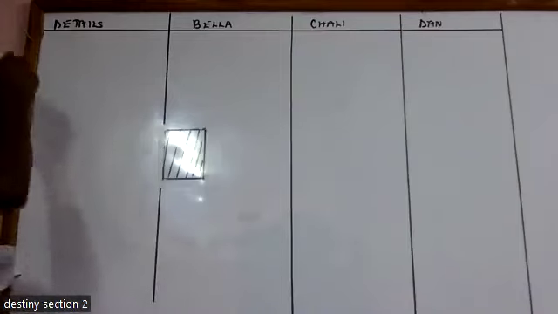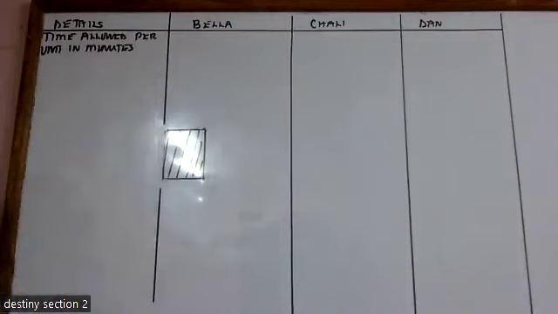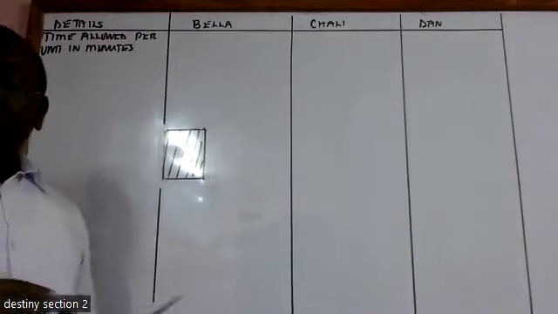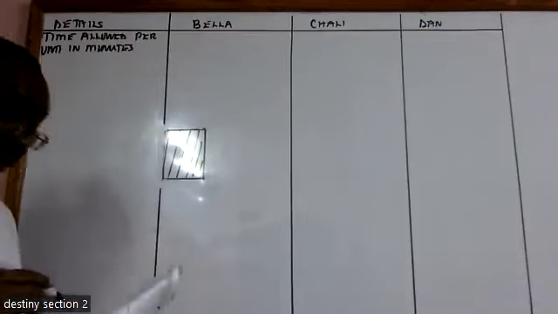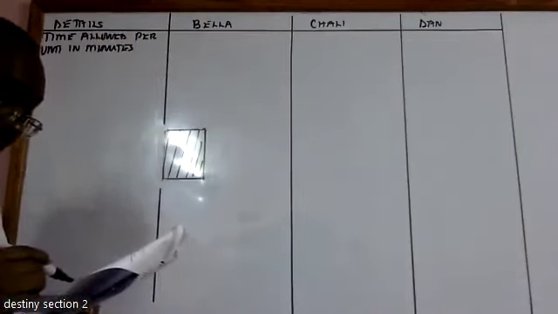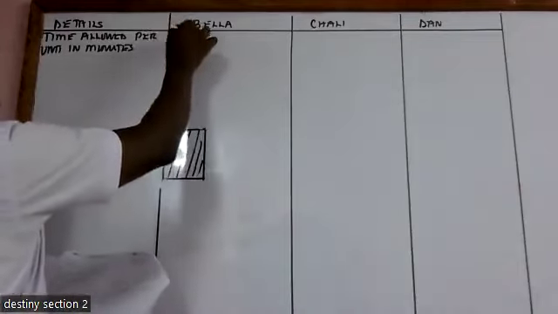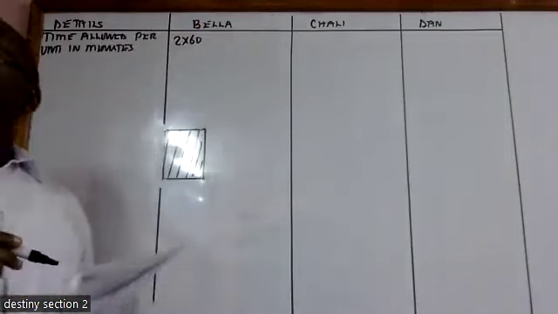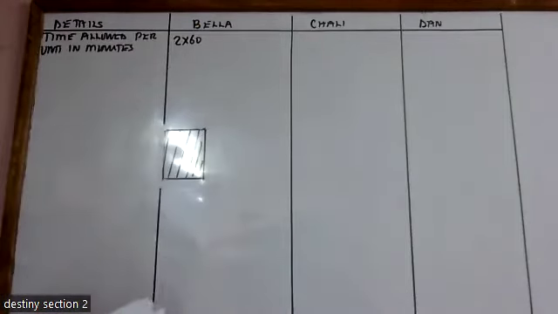time allowed per unit in minutes. Let's first of all deal with minutes. Then later on we can convert them back to hours. So, like now, this guy is going to have 2 hours times 60. You want to convert that to minutes.